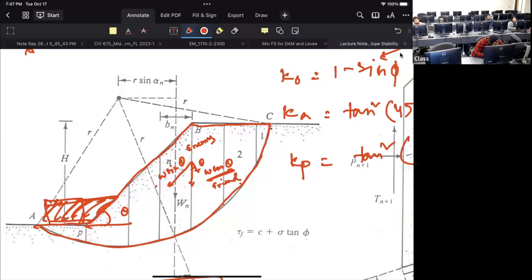Gamma is equal to gamma into area. So how can you calculate the area? Slices. Why? The area is irregular, not uniform. So how do we slice it? Make it uniform so that you can do regular integration.